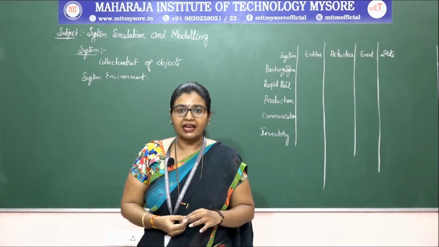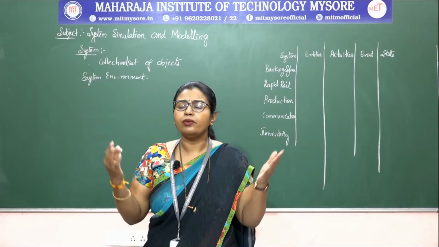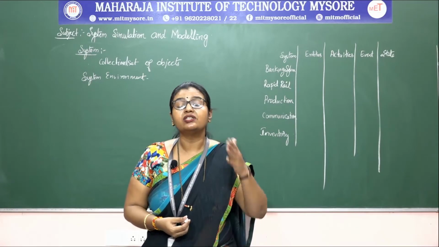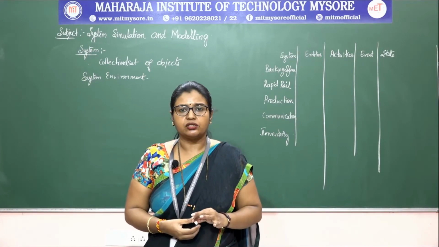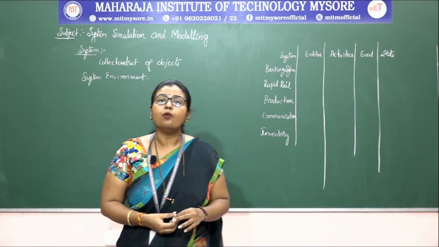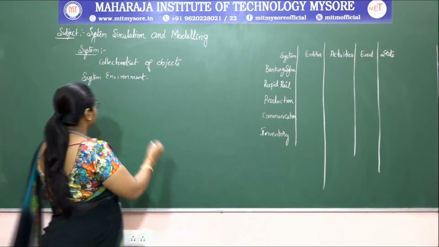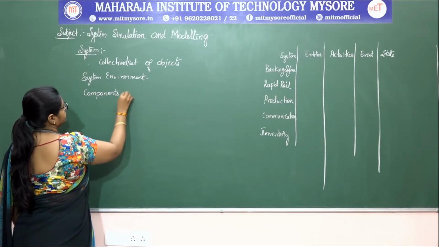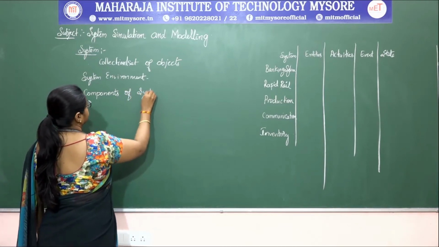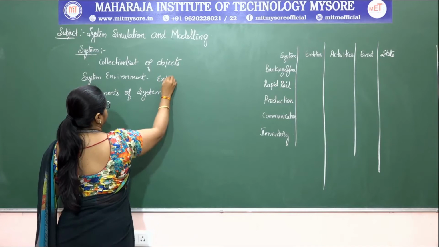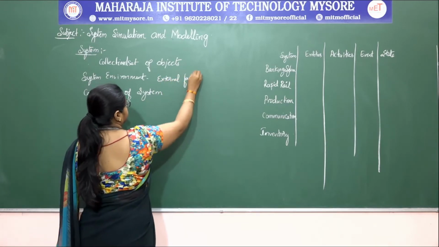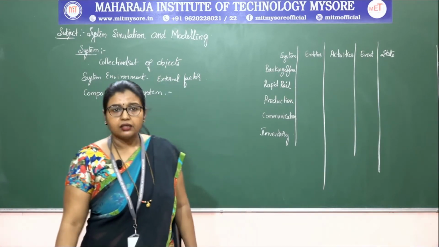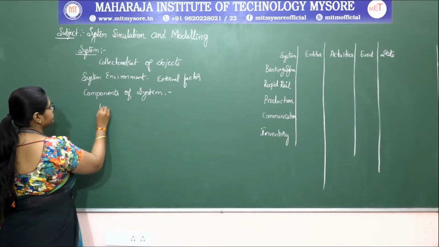Okay, so if you consider the banking system, there also we will be having lots of system environment changes. Because of that reason, your system state variables may change. So in order to study this, we have the components of a system. Okay, so what are all the components of a system? The components of various systems are, so here we have an entity.